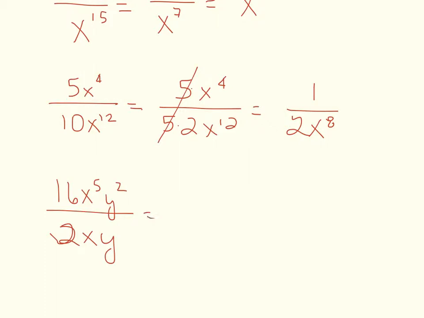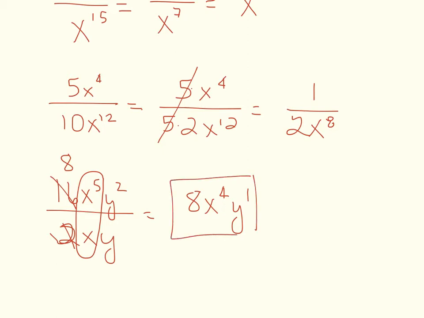And if you're back, we know that 2 goes into 16 8 times, so we'll have 8 in the numerator. Let's subtract exponents for the x. That's going to give us x to the 4th in the numerator, and we will have a y to the 1st also in the numerator, and everything in the denominator cancels out. So that's our simplified form.